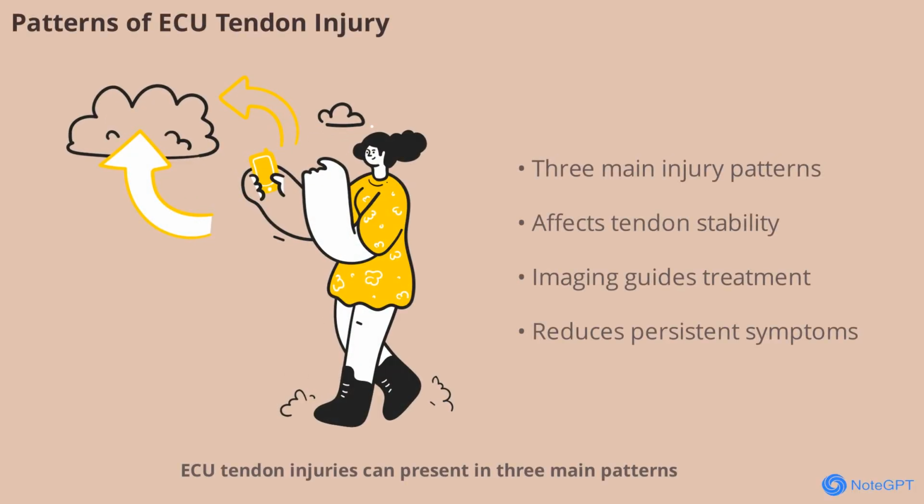ECU tendon injuries can present in three main patterns: stripping of the subsheath from its attachment, ulnar-sided rupture, or radial-sided rupture. Each pattern affects the position and stability of the tendon differently, influencing treatment decisions. Recognizing the specific injury pattern is important for planning surgical repair or conservative management. Imaging helps differentiate these patterns and ensures that the chosen intervention addresses the underlying problem, reducing the risk of persistent symptoms.